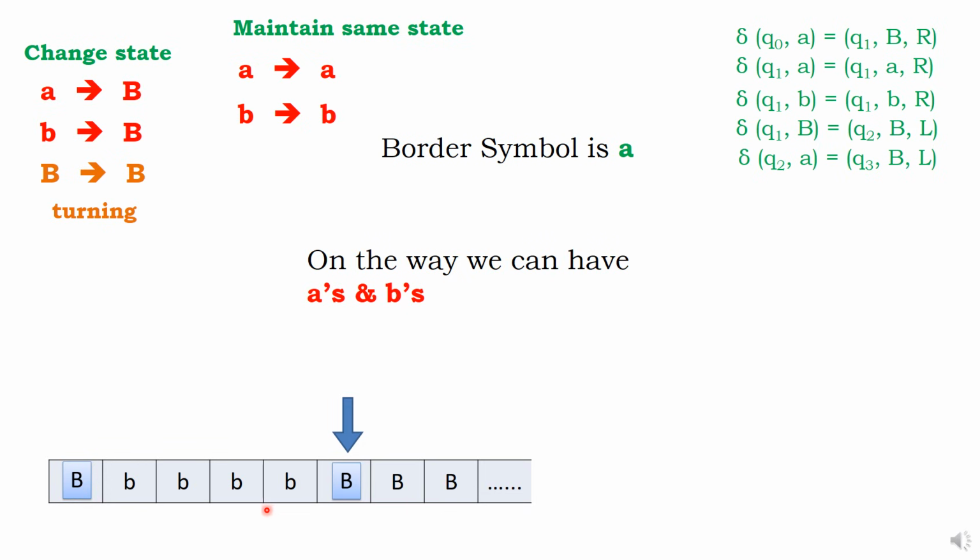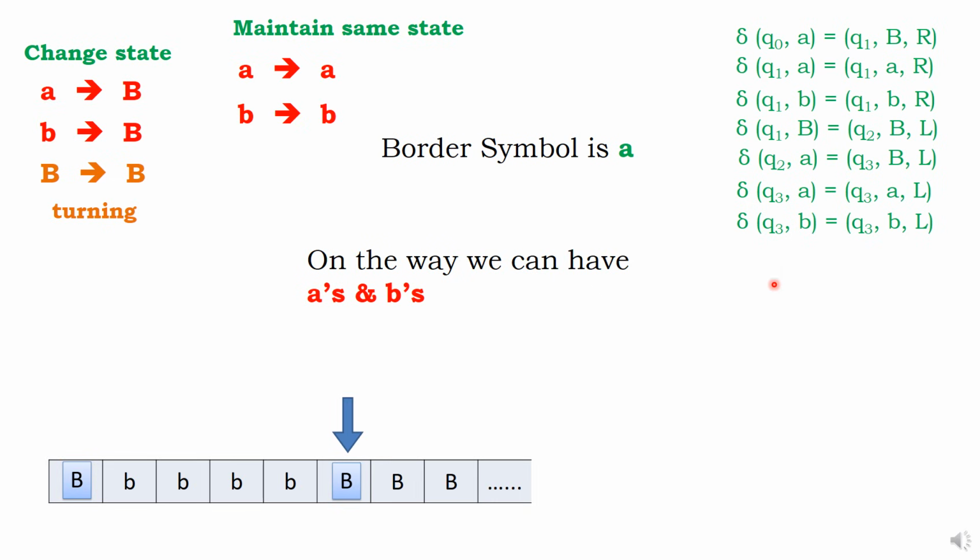On the way, many letters come. On the way, we are having A's and B's. Just replace. Whenever I just replace, maintain the same state. Which state? I am in Q3. Am I right? So Q3, Q3, A becomes A. Q3, Q3, small letter B becomes B.